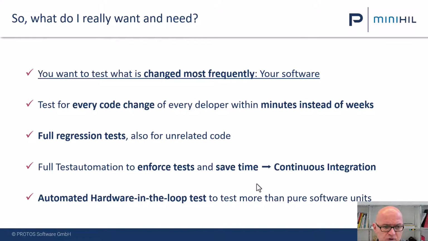Then it's very good to have full test automation to enforce tests and to save time and money, for example, by using continuous integration. Every test should be able to run on continuous integration. And you need an automated hardware-in-the-loop test to test more than pure software units. A unit test only covers pure software units, but that's just not enough.